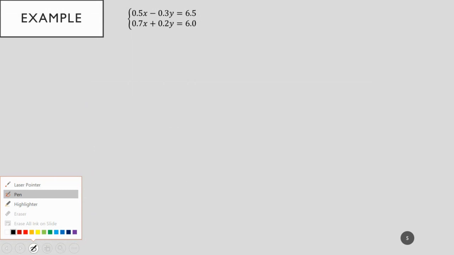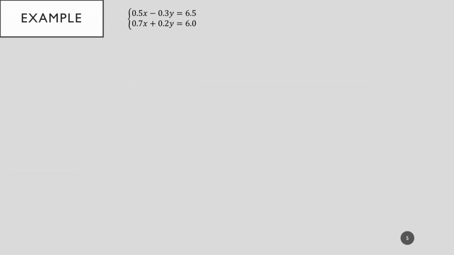So I just count how many decimal places I have. Here I have 1 decimal place, so I'm going to multiply everything by 10 to get rid of that decimal place. If you had 2 decimal places, you'd be multiplying by 100. So, getting my pen out, I'm going to multiply each equation by 10. And that's how I indicate that I'm multiplying the equations by 10.